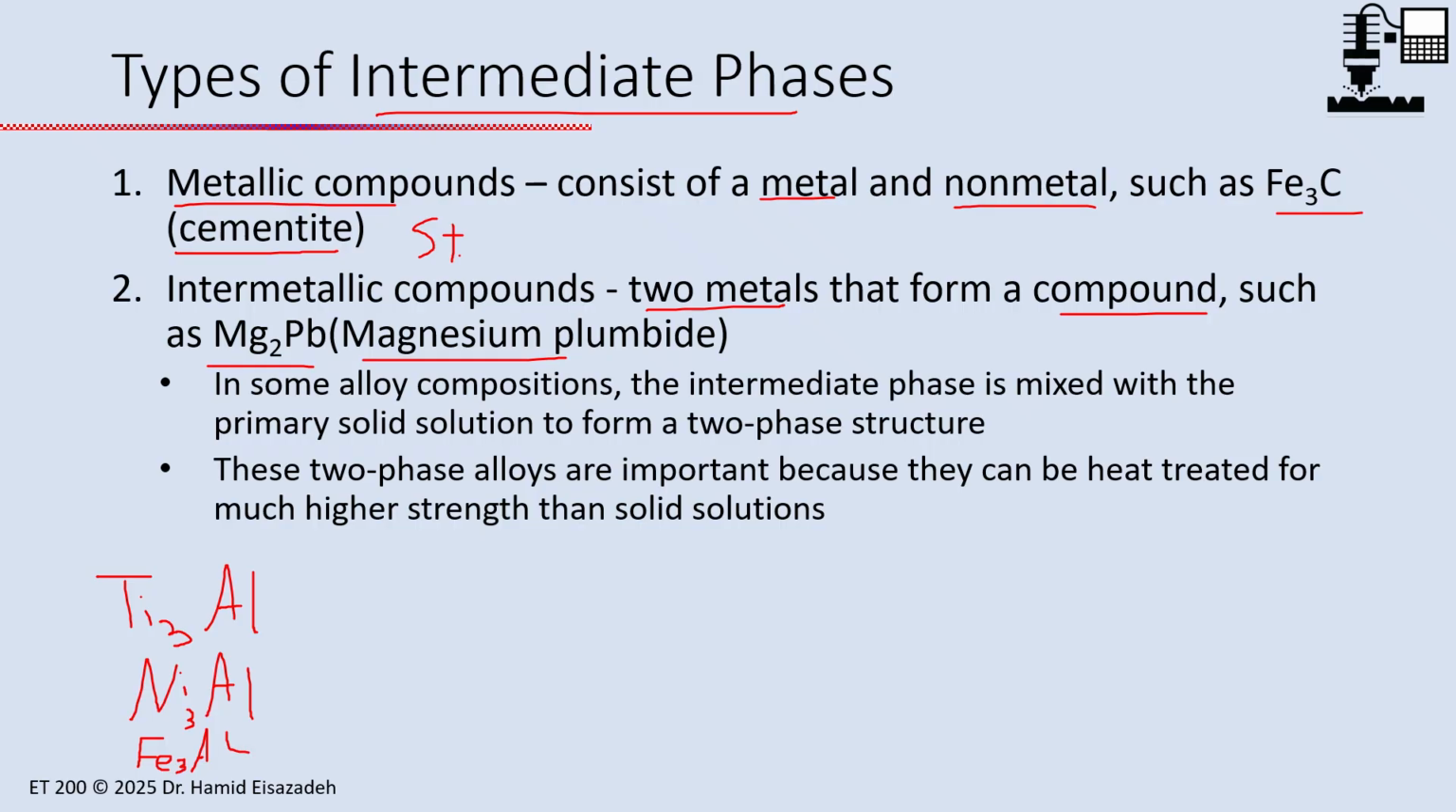They should have three over there, and they are brittle. They are hard, and they have a very high melting point temperature, Tm. Their strength is high as well. So these are some of the characteristics of intermetallic compounds.